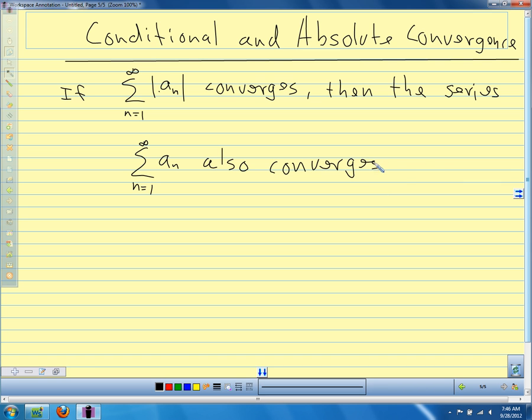Note that when we're testing this absolute value series, we can use all of our other tests that we've already talked about for series. The absolute value series is going to be positive, so we can use all of our other tests. And when the absolute value series converges, the original series also converges. And the converse is not true.